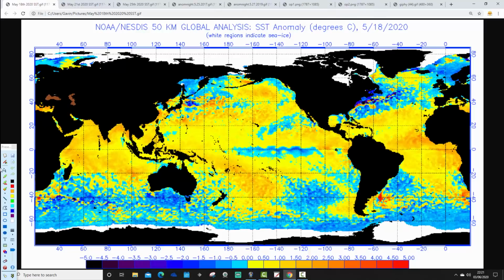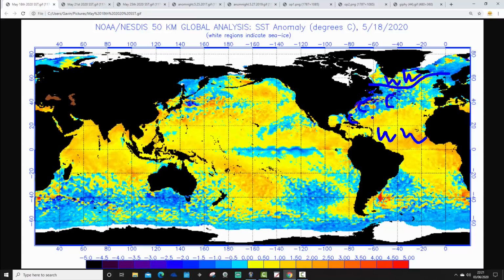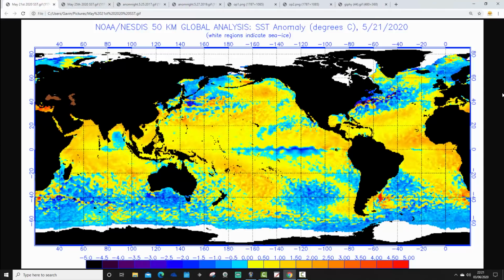Next up is the 18th of May 2020. Again, warm through here. Getting ever cooler through here towards the eastern seaboard of the United States, and perhaps just beginning to warm a little bit through there. It's not all that far away from a tripole. It's not really a classic tripole, but it may not be all that far away from it, though.